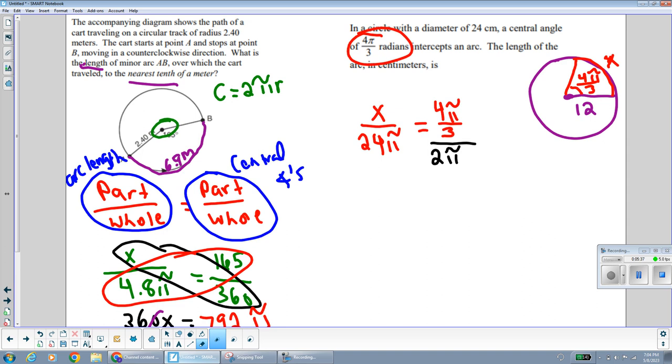From here, we can cross multiply and we can solve. I know this can get a little bit complicated. So what I'm going to do first is I'm just going to put the numbers into my calculator, just to make it a little bit simpler for myself. So I'm going to put the fraction button, 4 over 3, and I'm going to divide that by 2.